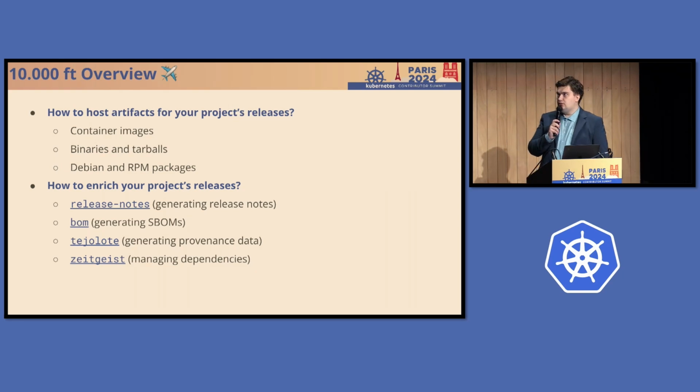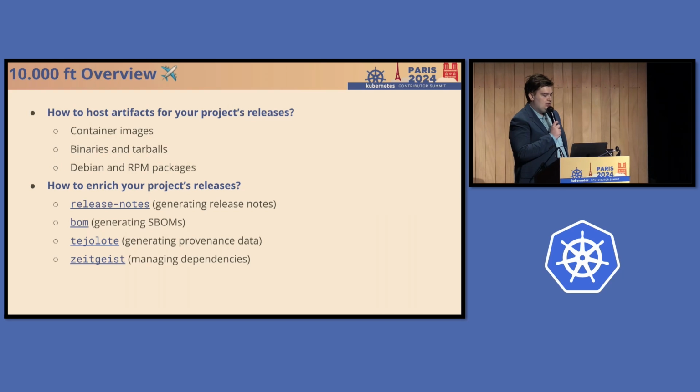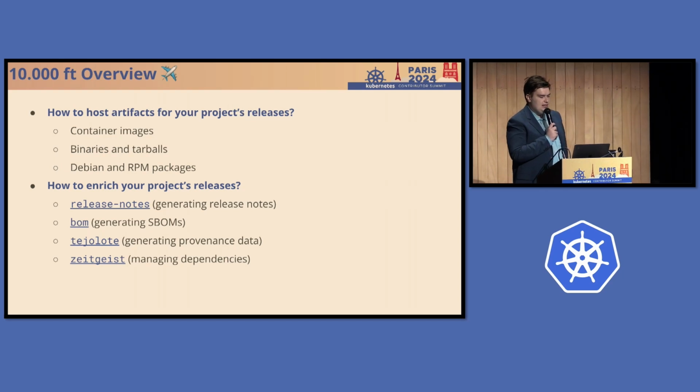For a 10,000 feet overview, what we are going to see today is, I'm going to start with how to host artifacts for your project's releases, speaking of container images, binaries, tarballs, and Debian and RPM packages. And then we are going to see how to enrich your project releases with tools like release notes, BOM, Tailhook, Zeitgeist, and similar tools.